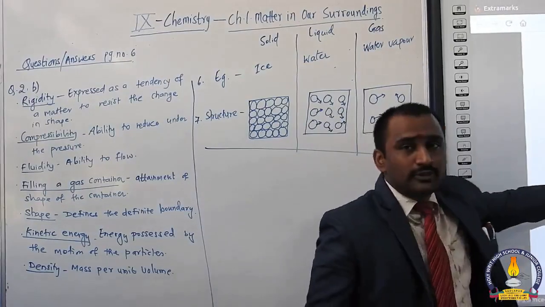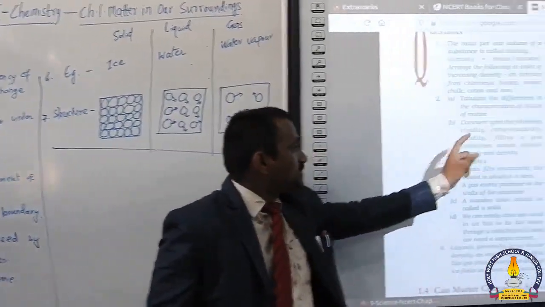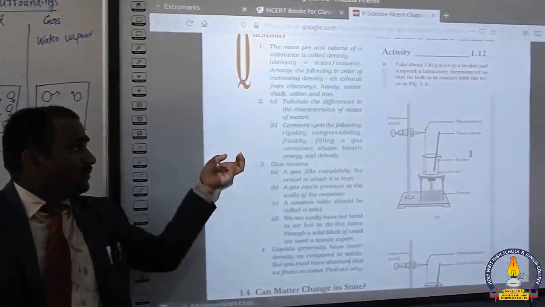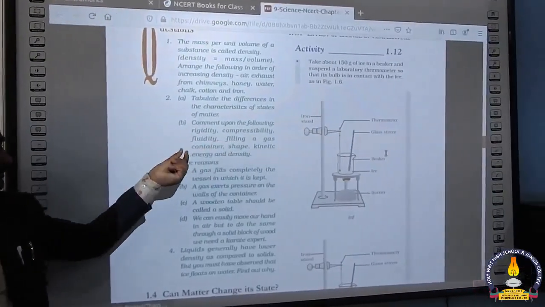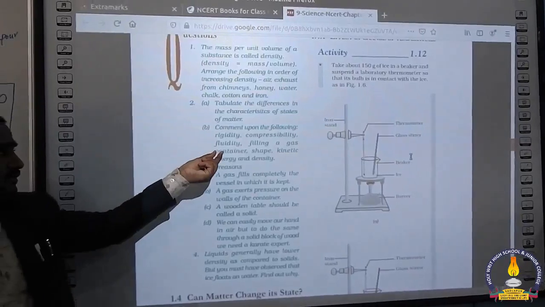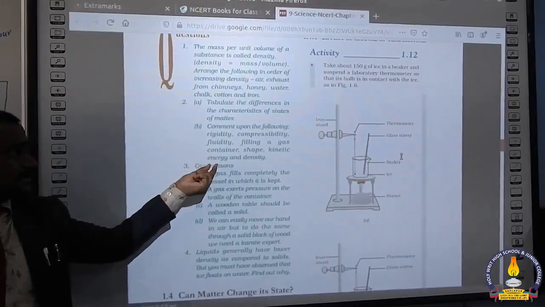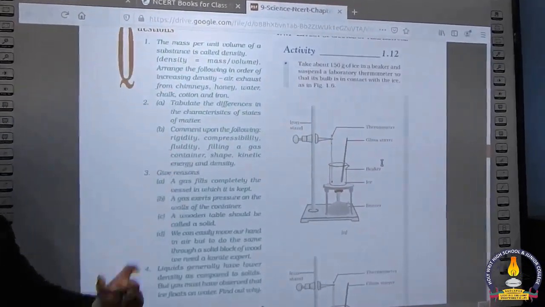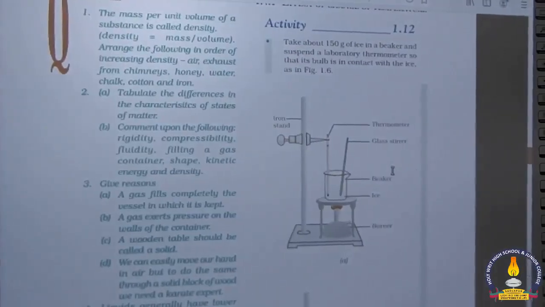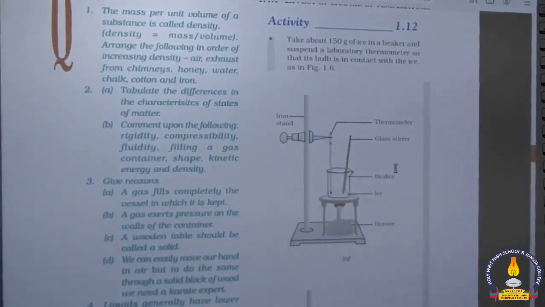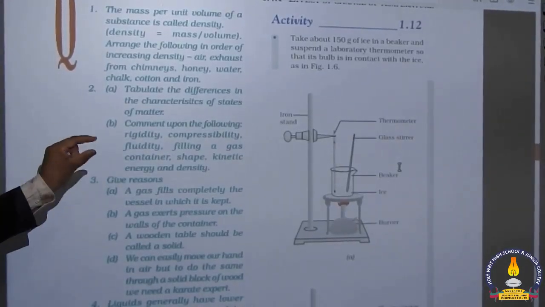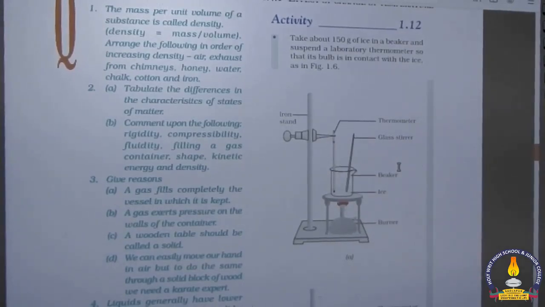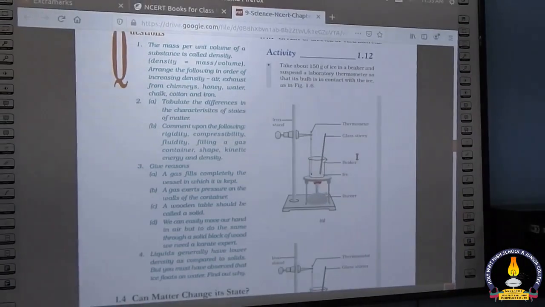Comment upon the following. The question is, we have to comment upon rigidity, compressibility, fluidity, filling a gas container, shape and kinetic energy, and lastly density. We have to give the definition, explain the meaning, and comment upon the things given here. Now one by one we will see.